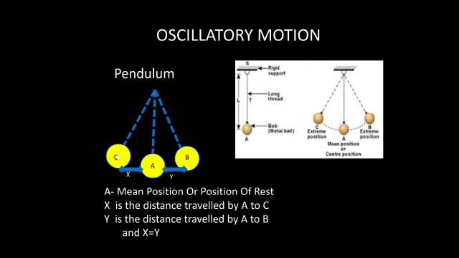Anything that occurs at a fixed interval of time is called periodic, that we have already learned. Thus, the oscillation of a pendulum or a swing is periodic. And we can define oscillatory motion as the periodic motion of a body about its position of rest, or the to and fro motion that a body repeats about its position of rest after a fixed interval of time.